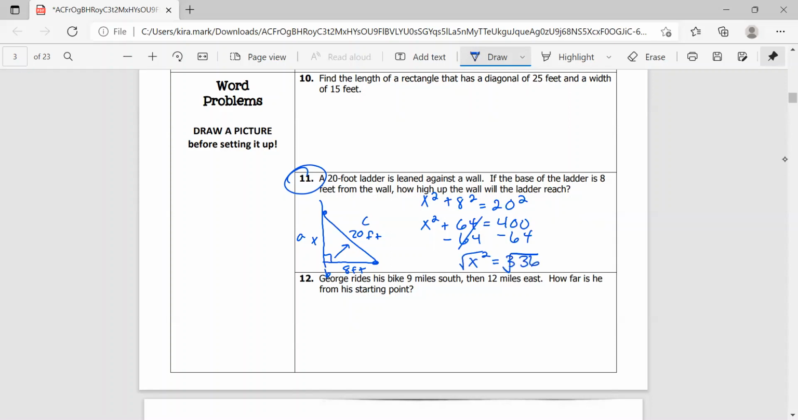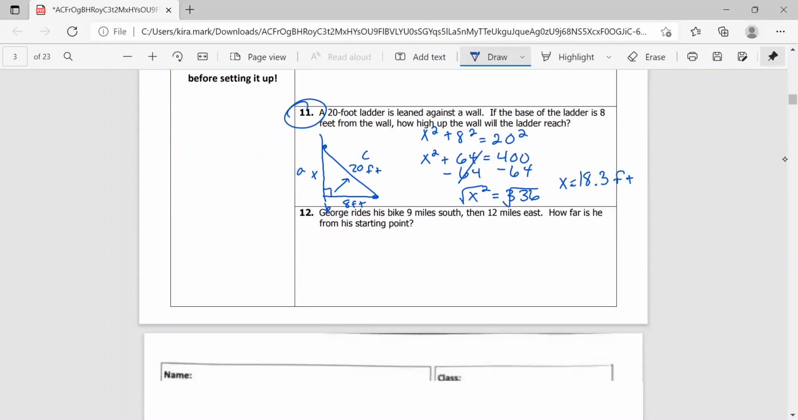Square root. Does it tell me how it would like me to write it? Does not. I'm going to round it to the nearest tenth then. So x is equal to, I get 18.330. So that's 18.3 feet.